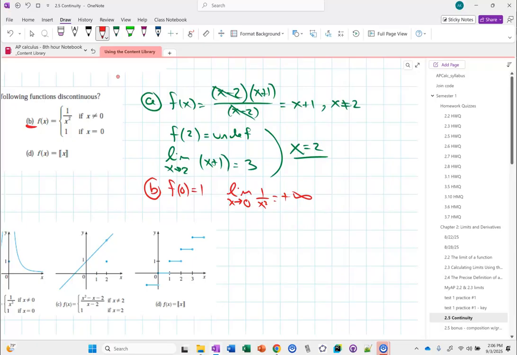Yep. So here our graph would basically be looking something like that.